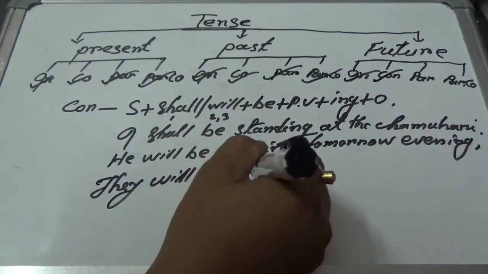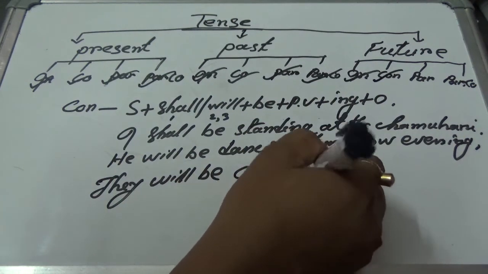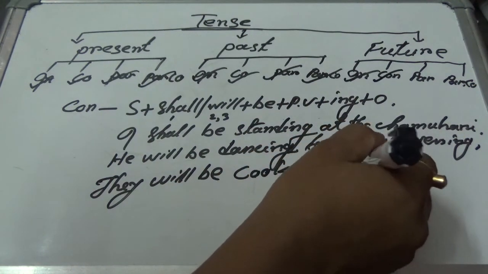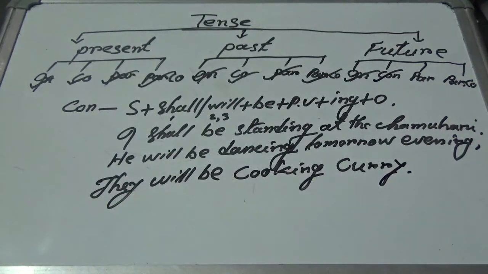They will be cooking curry, like this. They will be cooking curry. Now same to same, unlimited of your necessity. You can make the sentence. Only follow the structure. Future continuous: subject plus shall oblique will plus be plus PV plus ING plus O. Next.